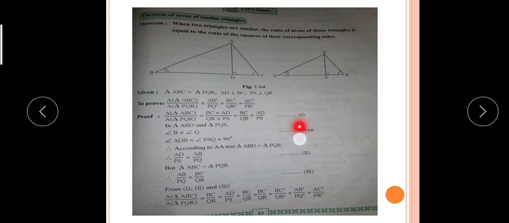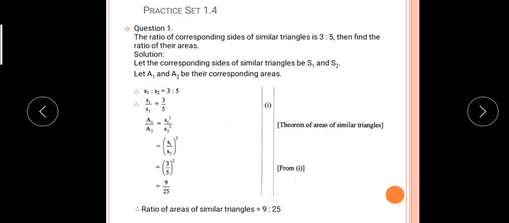And when you are using this theorem to solve the problem, you have to mention by the theorem of area of similar triangle. Very simple theorem, very simple concept. Read it properly and learn it. Study well. Now, on this basis, we have to solve the practice set 1.4.